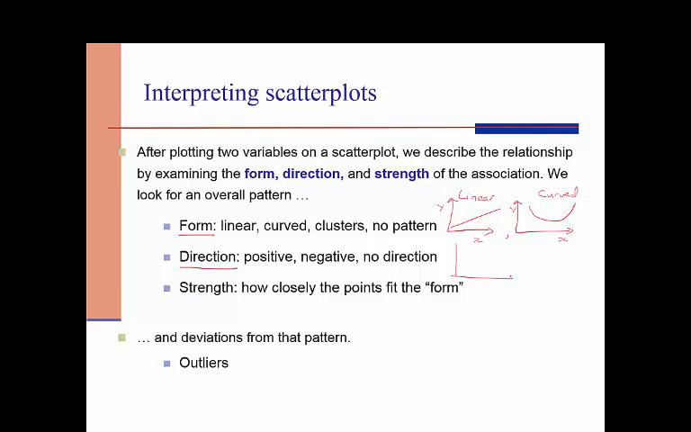Then we're going to talk about a direction, right? If it is, let's say, linear, is the line increasing, right? Or is the line decreasing? So this is positive, this is negative. Okay? And then we're going to talk about the strength of that relationship. Basically, are these dots far away from the line, or are these dots very much close to the line?